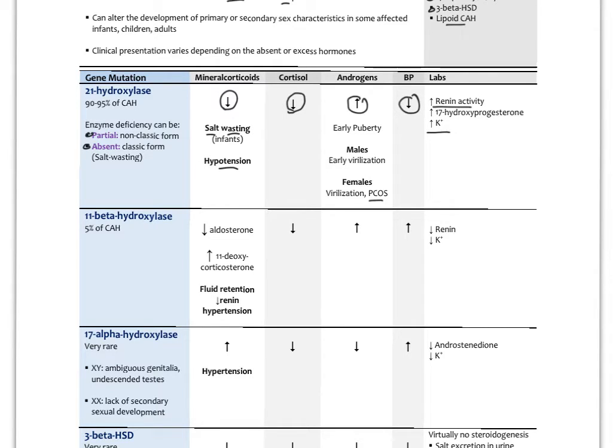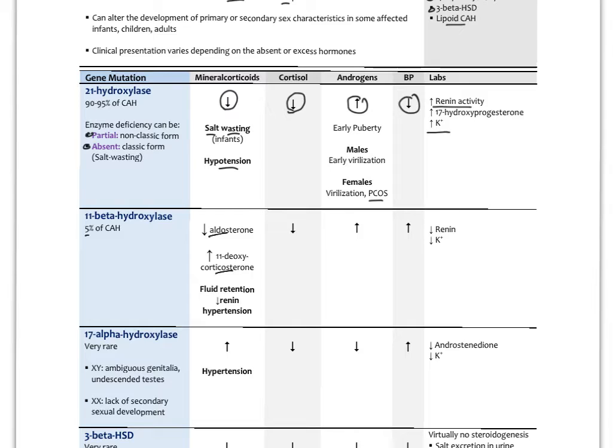So that's by far the most common form of CAH. So low blood pressure, low aldosterone, and high androgens. In terms of 11-beta hydroxylase, that's about 5% of CAH cases. And here again, we'll have low aldosterone, but we'll have elevated 11-deoxycorticosterone, which is along that aldosterone pathway. And this results in fluid retention with hypertension and actually decreased renin.